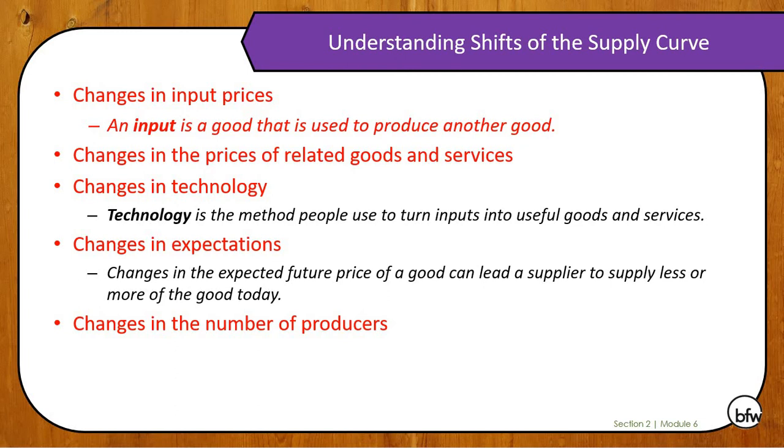All right. If the price of those goods goes up, that's going to negatively impact the amount of cupcakes you can supply, because now it's more expensive for you to bake your cupcakes. Another thing that will impact the supply curve is going to be the change in the price of related goods and services. Change in technology.